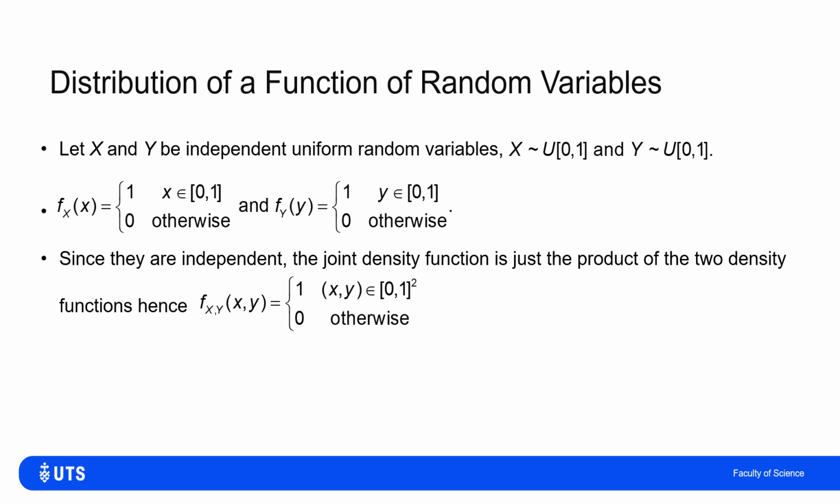So I've got 1 times 1 is 1 in the case where both x and y are between 0 and 1, and 0 everywhere else. That bit's quite straightforward. But let's say I want to work out the distribution not of x and y, but of their product, t, being equal to x times y.